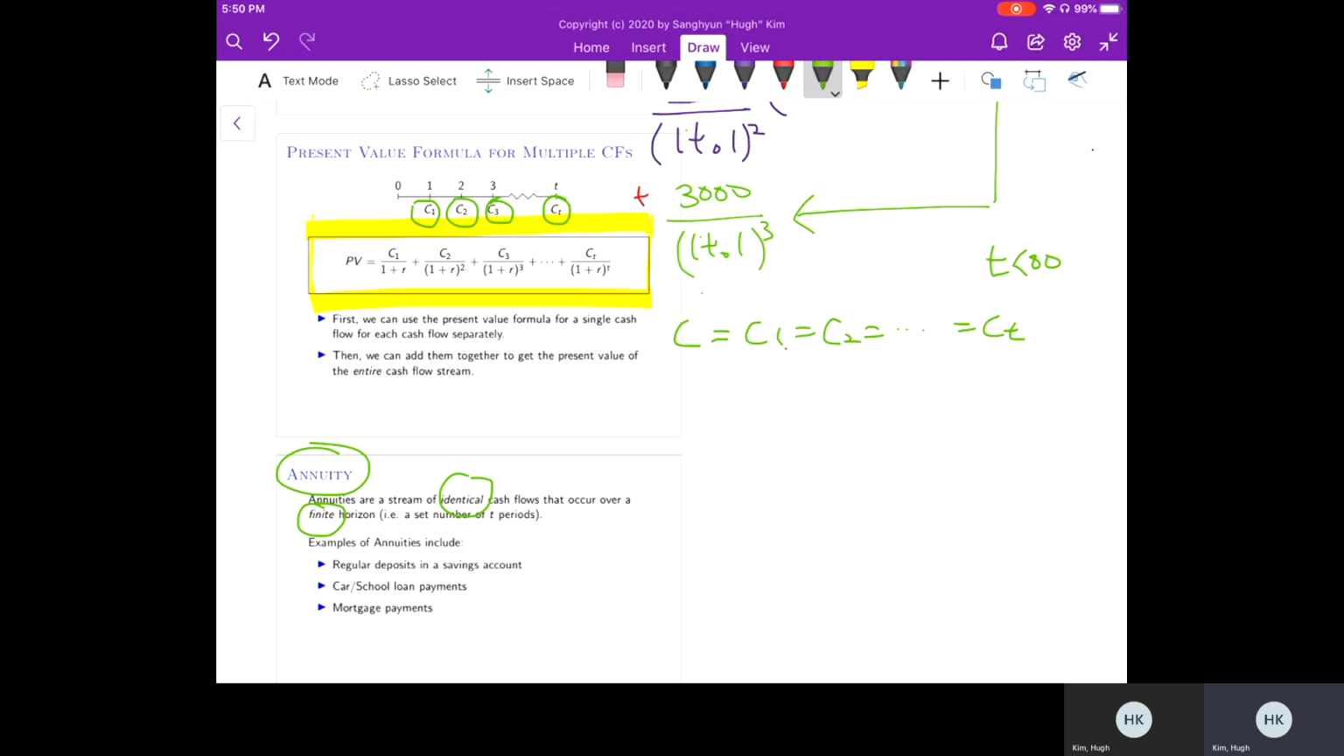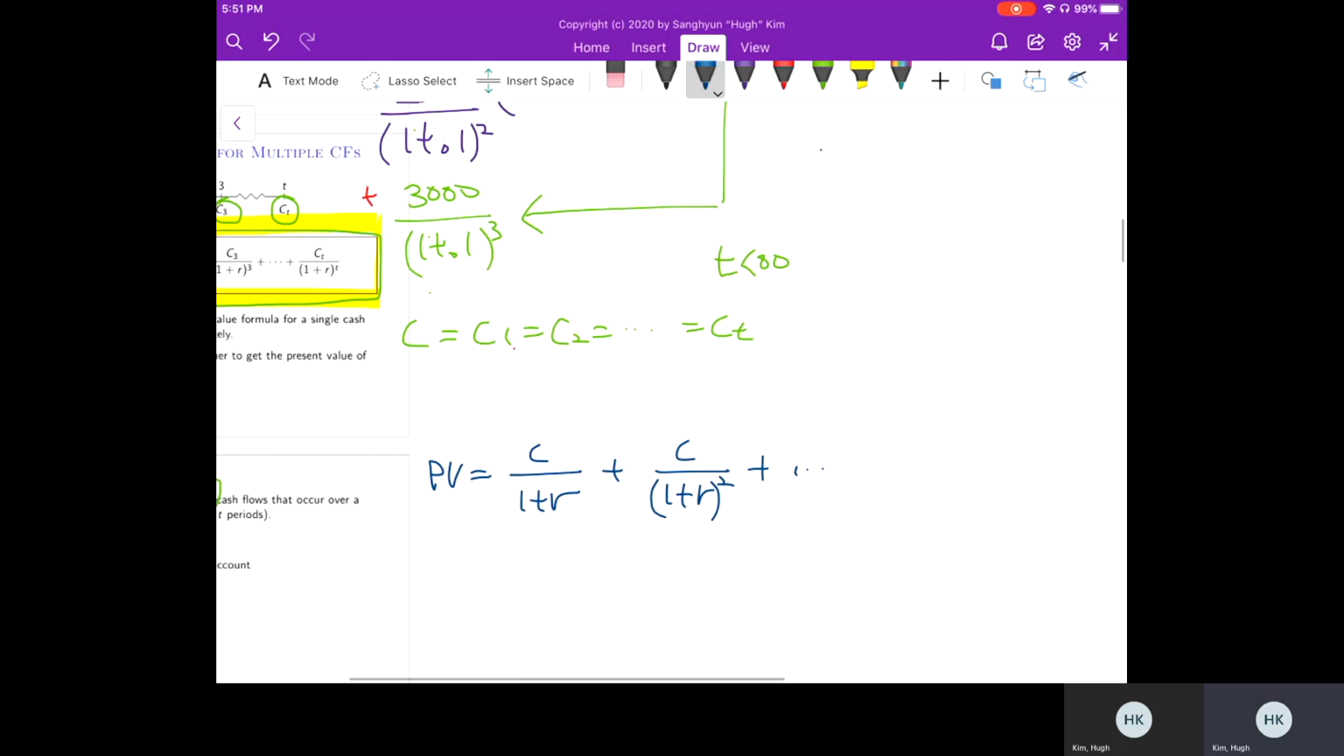So when we have annuities, this general formula can be simplified. Okay, let's see this. So the present value here is C over 1 plus R. We can drop the time subscript because cash flows are identical. So C over 1 plus R squared plus all the way to C over 1 plus R to T. So that's just the general formula.